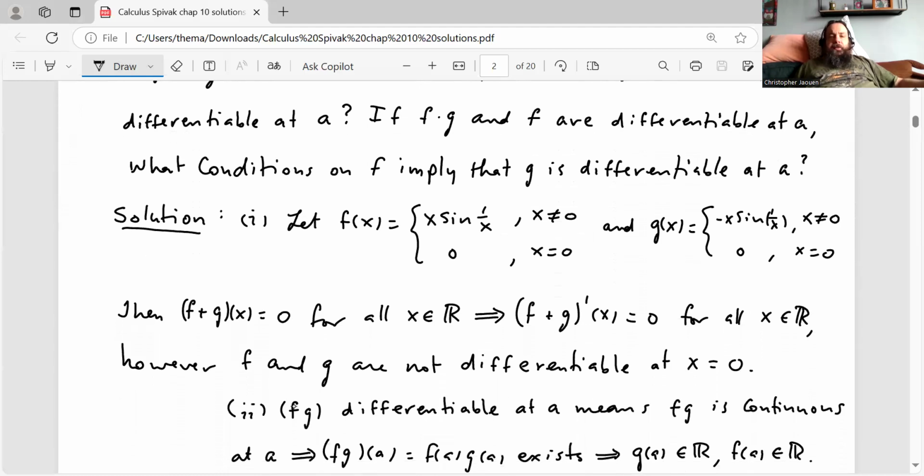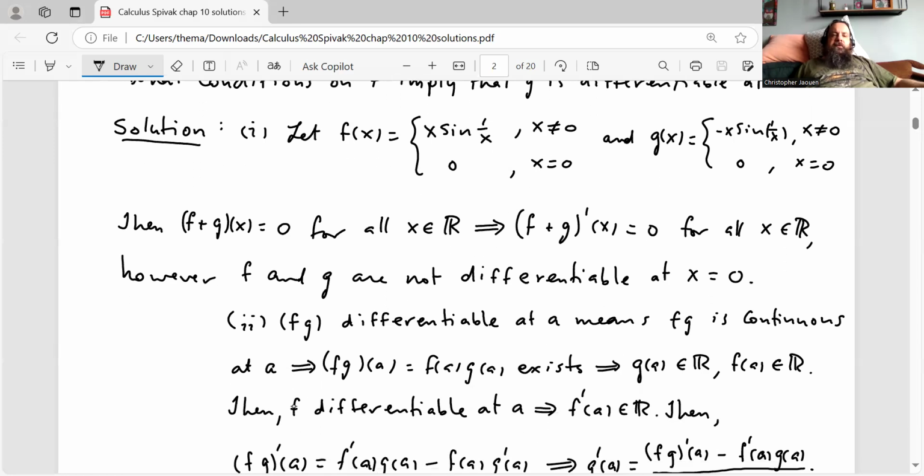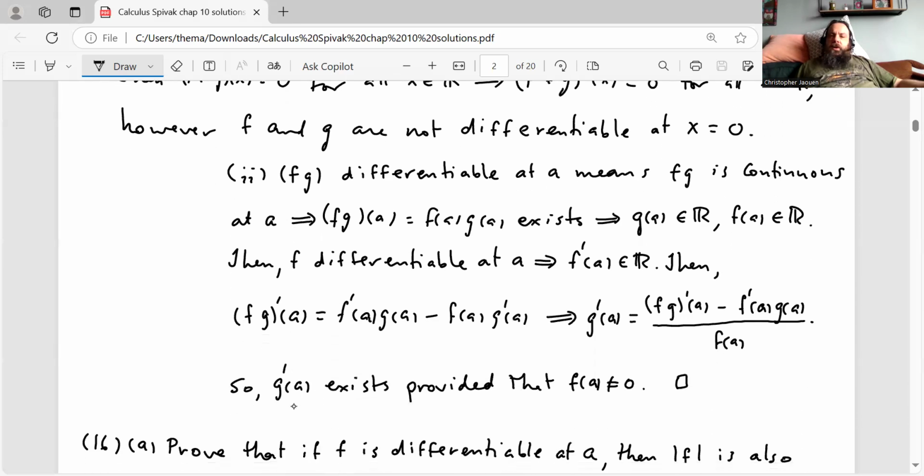So here's a counterexample. Let f of x equal x sine 1 over x for x not 0, and 0 if x is 0. And let g of x be negative x sine 1 over x for x not 0, and 0 if x is 0. Then f plus g of x is the function that's identically 0, which has derivative 0 everywhere. So the sum is differentiable for all x in R. However, f and g, notice, are not differentiable at 0.